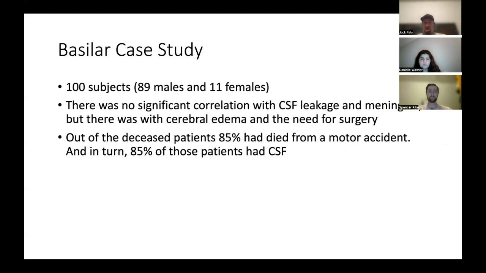So what they found was that cerebral edema was correlated with the need for surgery, and that 85% of the deceased patients had died from a motor accident, and from those 85% of the population, 85% of those 85% had cerebral spinal fluid injuries or cerebral spinal fluid leakage, I should say.